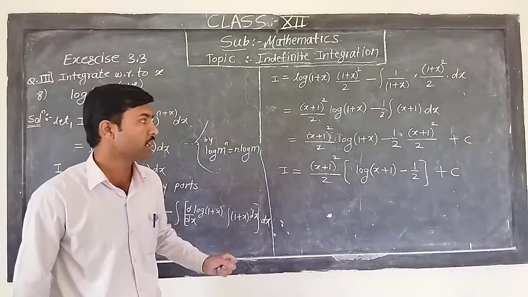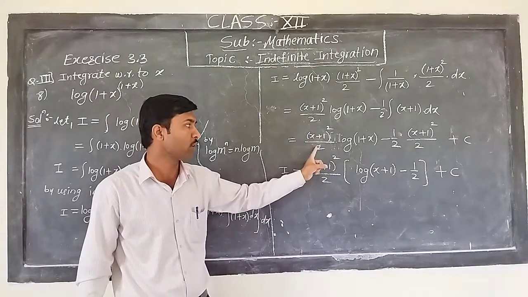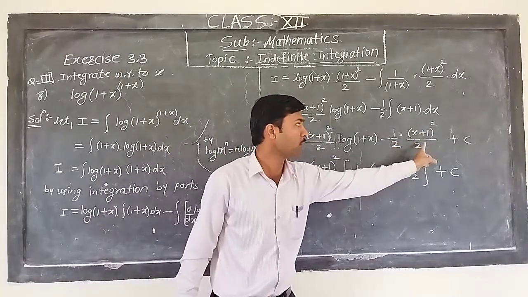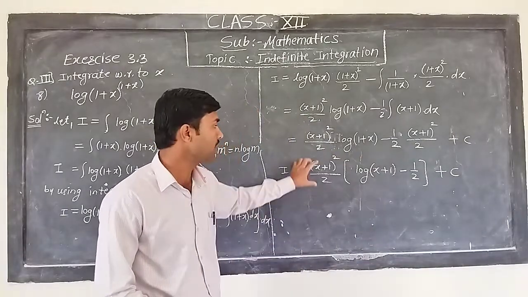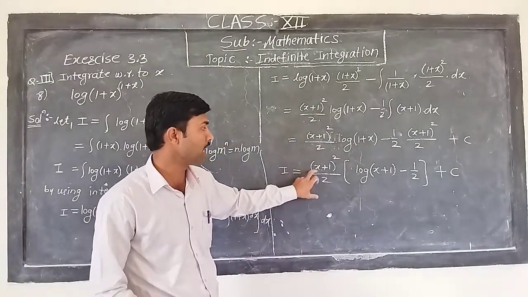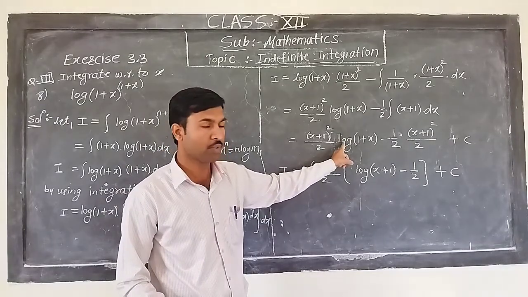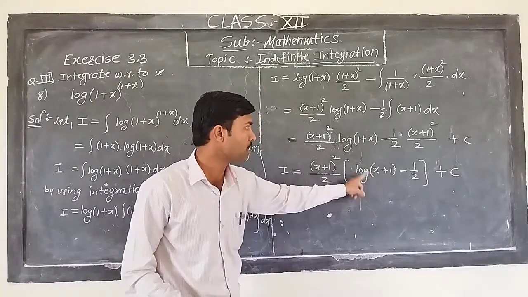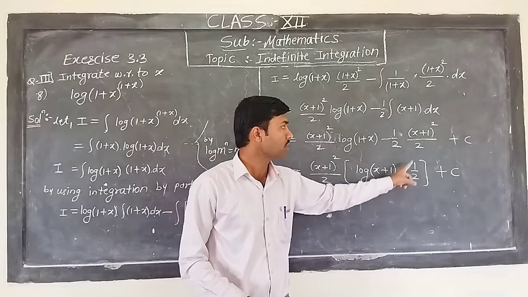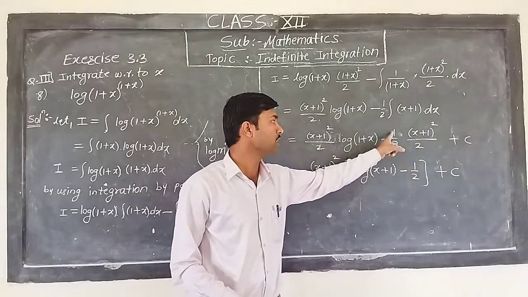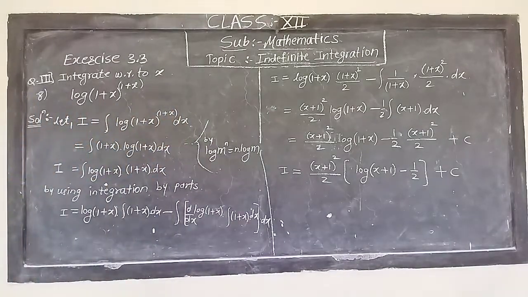Now in our final step, (x plus 1) whole square upon 2 is present in both terms, so I take that term in common. It will be (x plus 1) whole square upon 2 into, in brackets, the remaining term in the first term, log of (1 plus x), or I write it as log of (x plus 1), minus the remaining term 1 upon 2, plus the integration constant c. This is the solution.